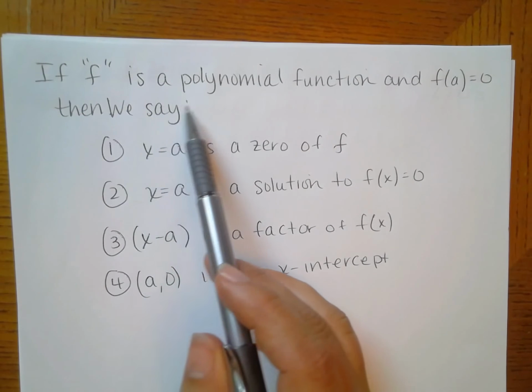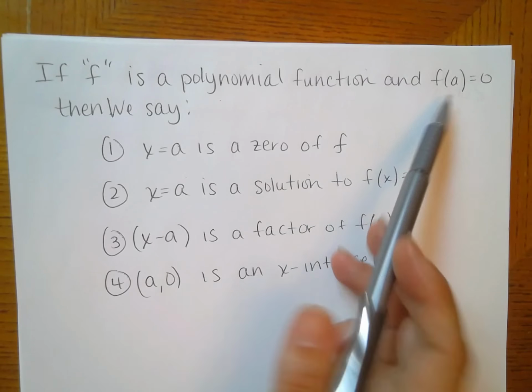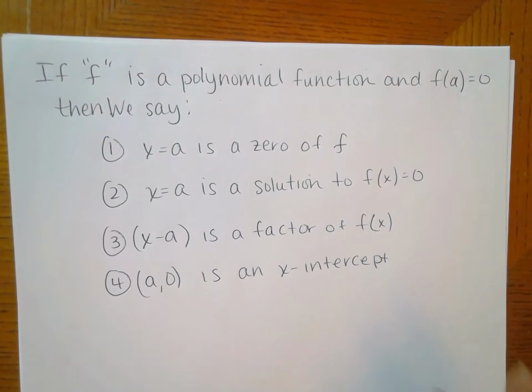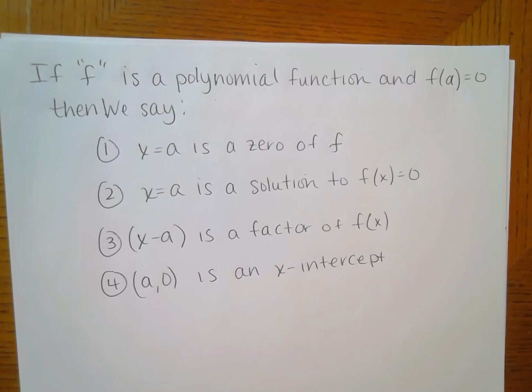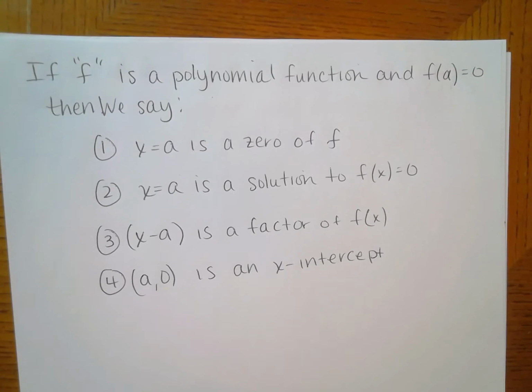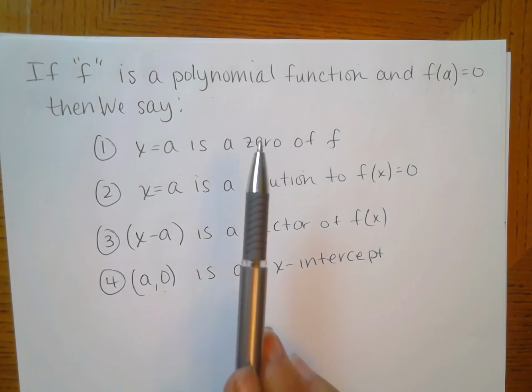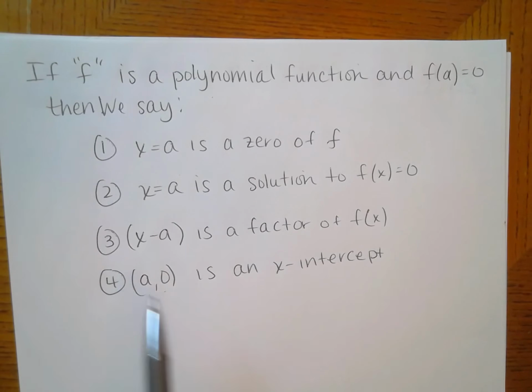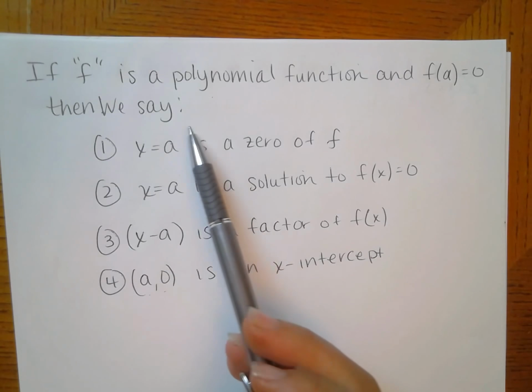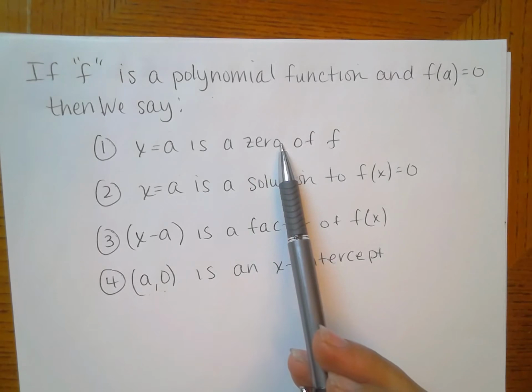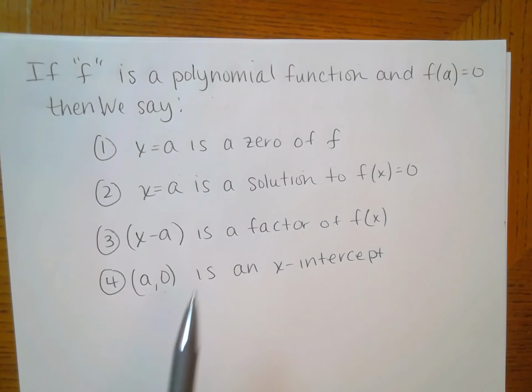If f is a polynomial function and f of a, where a is just a number, is 0, then we say that x equals a is a zero of f. Basically it also means that the point (a, 0) is an x-intercept. So we often refer to these interchangeably as an x-intercept or the zero. It's the value I plug in for x that'll give me 0 as my y-coordinate, so we call it the zero.